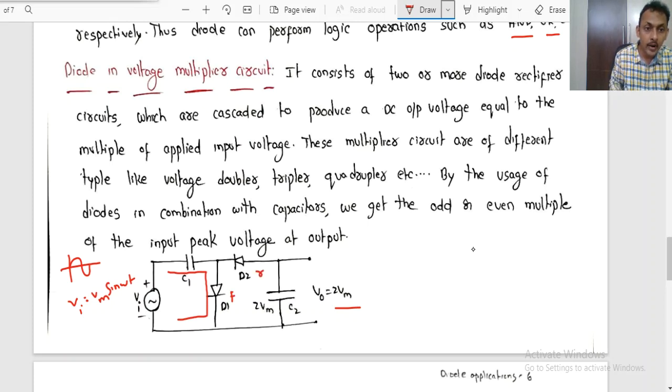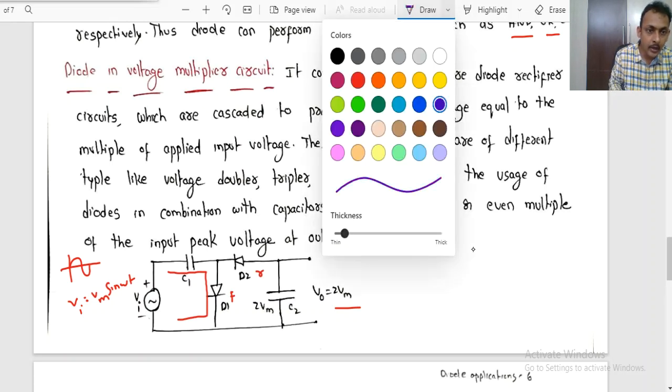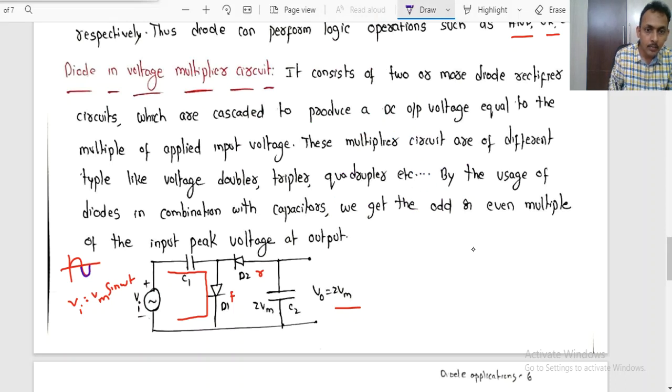During negative half cycle, you can observe the same diode will be reverse biased, but this diode will be in the forward bias. Now the capacitor has already been charged to plus Vm, and now again we are applying the voltage Vm. So two times the Vm amount of voltage will be charged, up to that level the voltage will get charged across the capacitor C2. This is the path during the negative half cycle. Now the voltage available across the output will be two times the Vm.